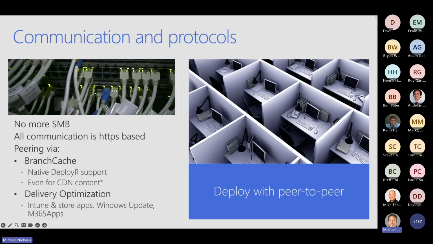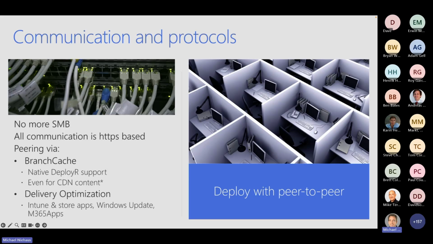For those that are familiar with MDT, you know it is very dependent on SMB, so basically mapped file shares to access all content. Not necessarily the greatest thing to do. So for DeployR, all the communication would be HTTPS based, so using just simple web downloads.